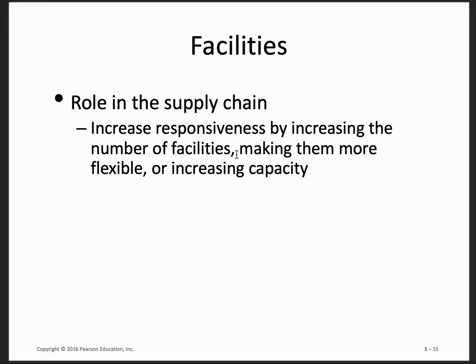Right. So facilities. What is their role in the supply chain? Their role is mainly to increase responsiveness. The more facilities you have, the more responsive you can be. The simplest example of this is Amazon. If Amazon opens a warehouse close to a certain region where they did not have warehouses before, now they can offer things like same-day delivery or two-day delivery where they were not able to offer them before. So it increases responsiveness. That's their main role within a supply chain.